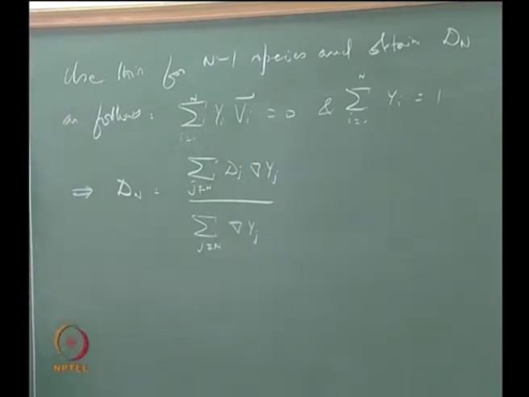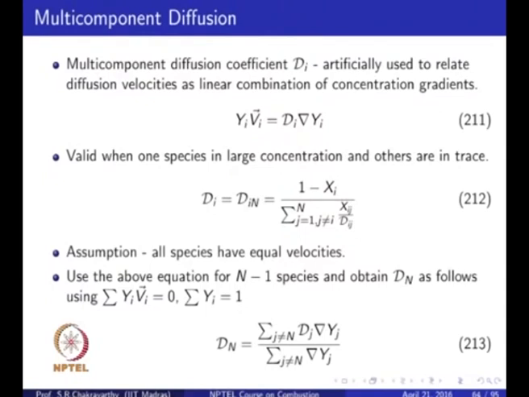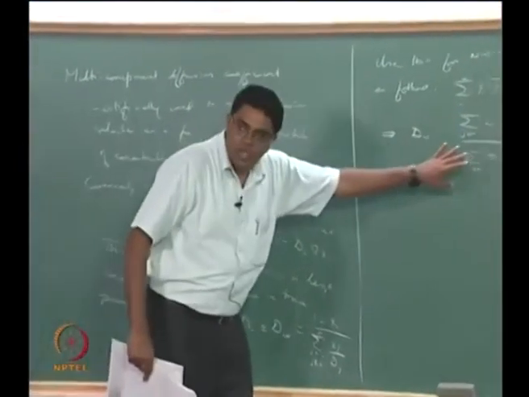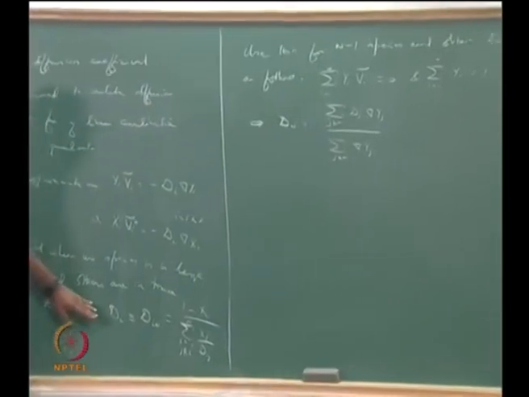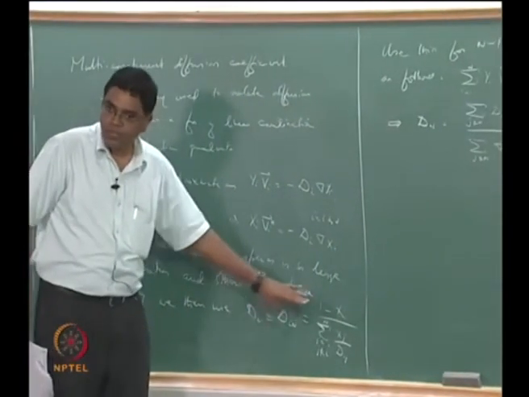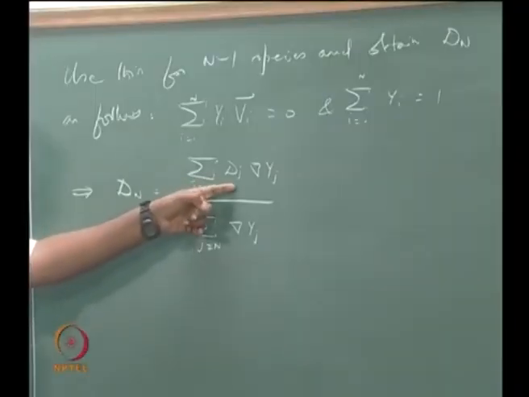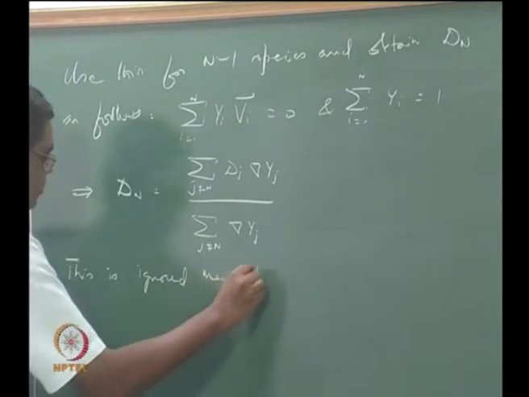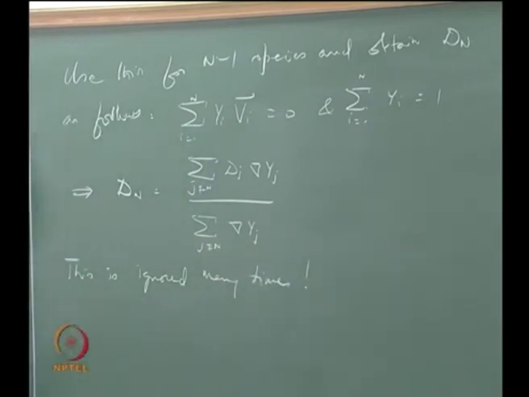But many times, just as we ignore the assumption that the velocities of all the species are equal, we also many times ignore this. We just say let's not worry about the nth multi-component diffusion coefficient being obtained this way, provided all the n minus 1 diffusion coefficients are obtained this way. You see that these are actually the multi-component diffusion coefficients that are obtained. This is ignored many times.